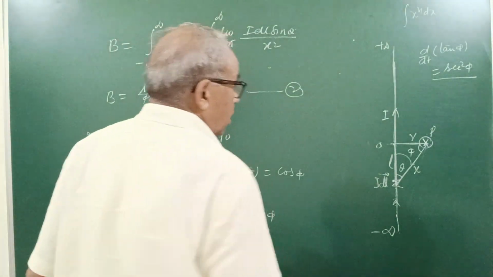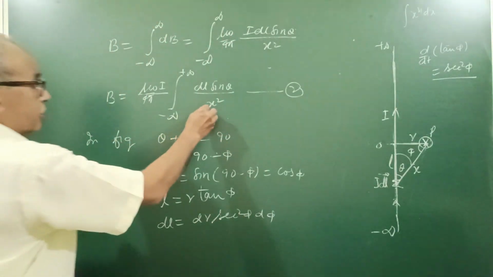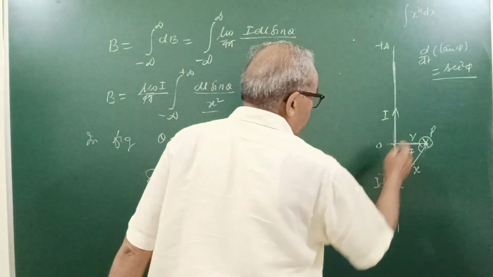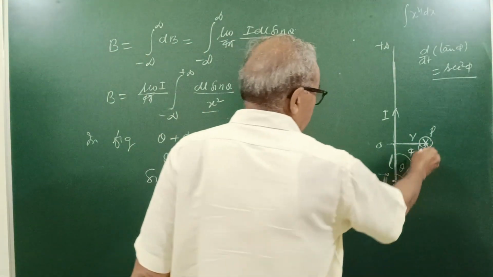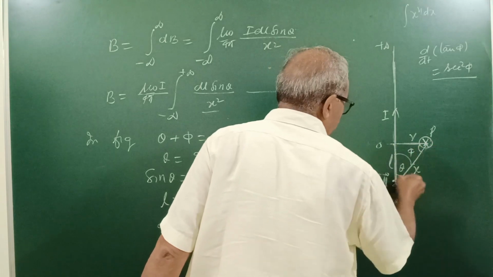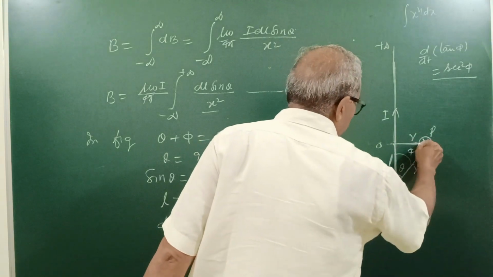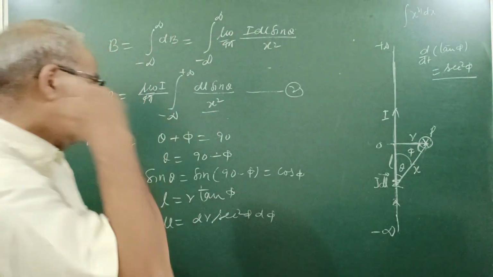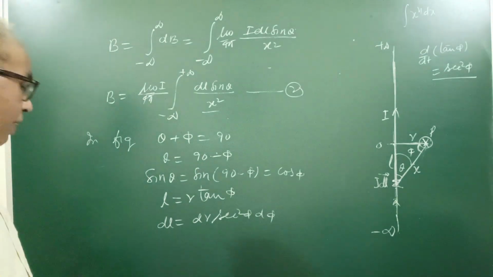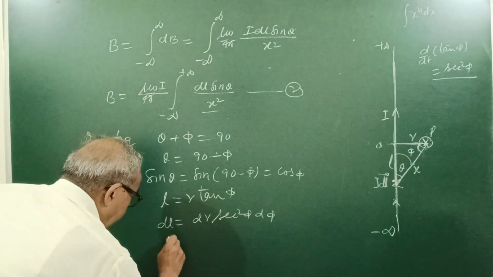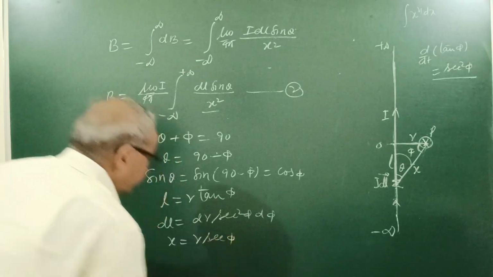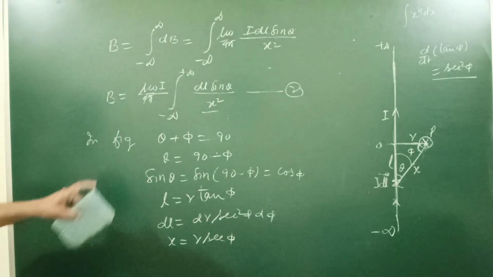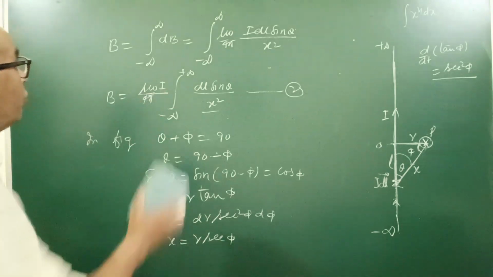And there is x. ये भी in terms of r क्या होगा? x upon r. This is x upon r. For this it is sec phi. x equal to r sec phi. Now putting these values in equation 2.